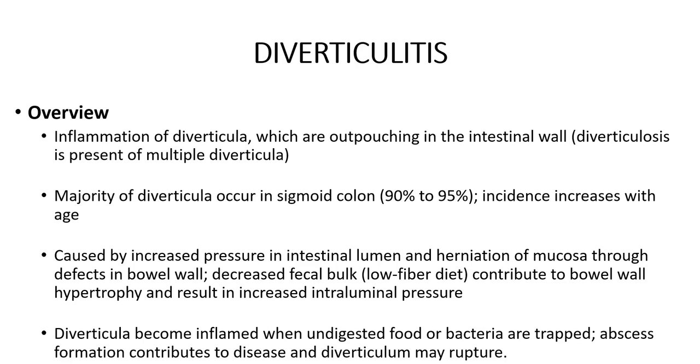And the majority, like I said, will occur in the sigmoid colon, 90 to 95%. And like I said, it increases with age, starting at about 60. And it's caused by that increased pressure in that intestinal lumen, causing the herniation because of those weakening areas or the defects in the intestinal wall. And it's caused by, we talked about constipation.